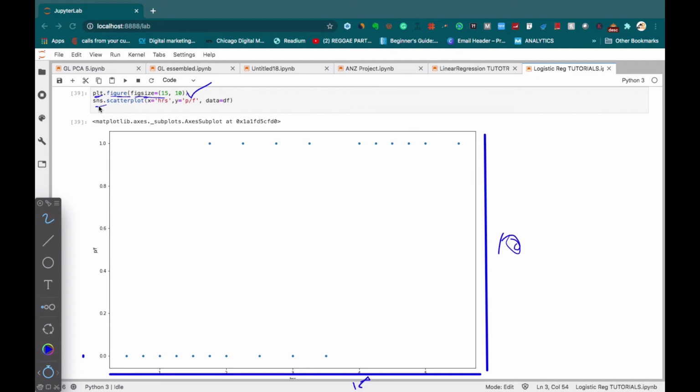Now I'm using sns, which is seaborn, and I'm using scatterplot. In scatterplot, I am plotting the hours and whether the person passes or fails, and my data is stored in df. So that's what I'm specifying over here.